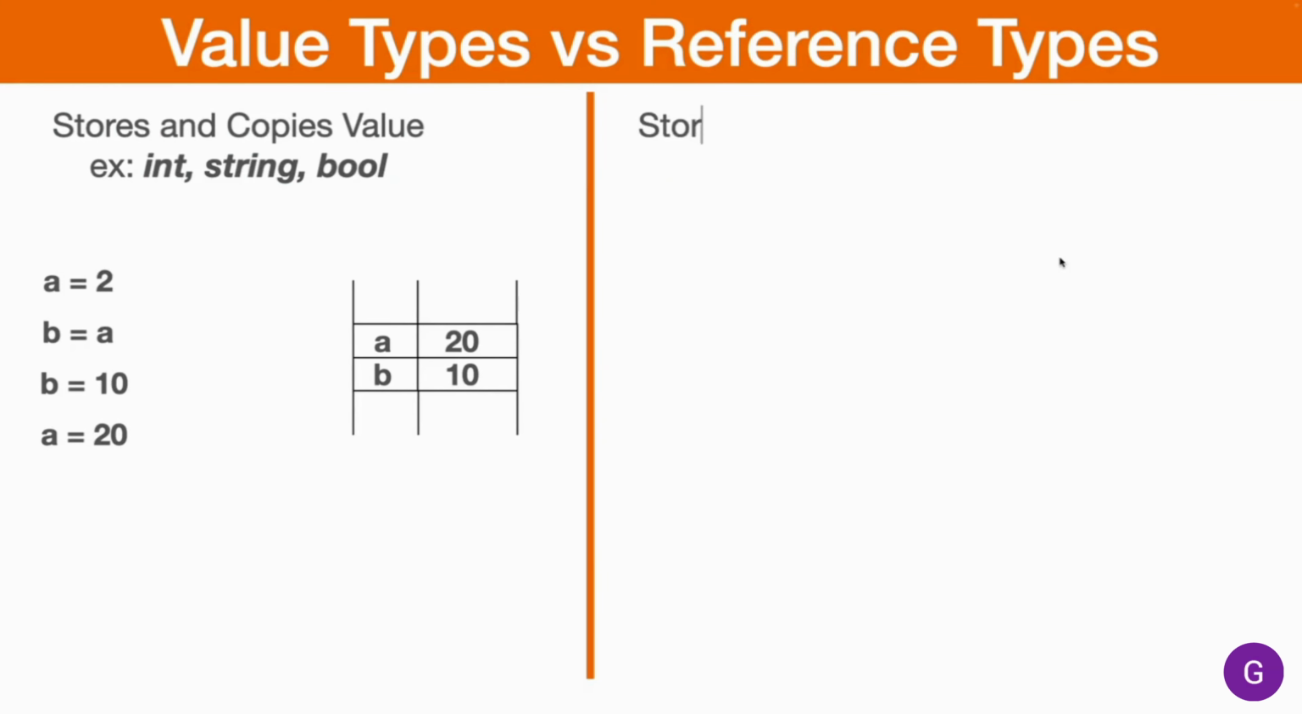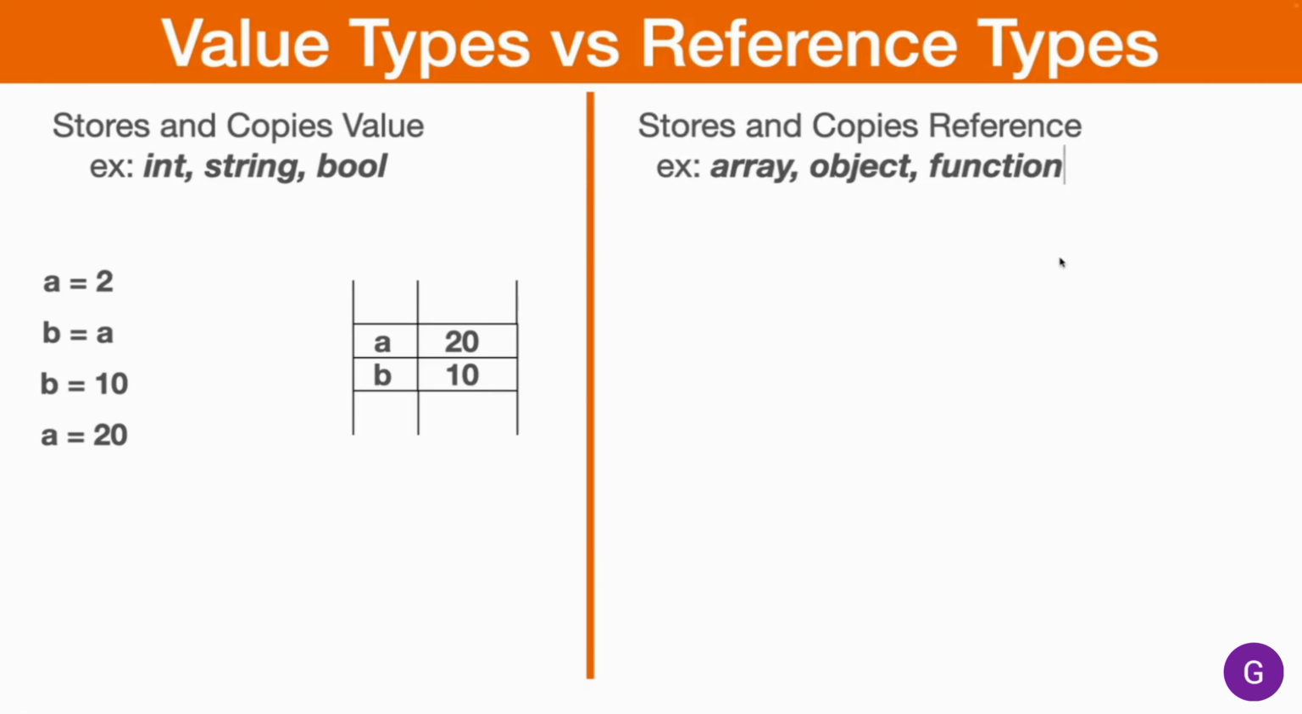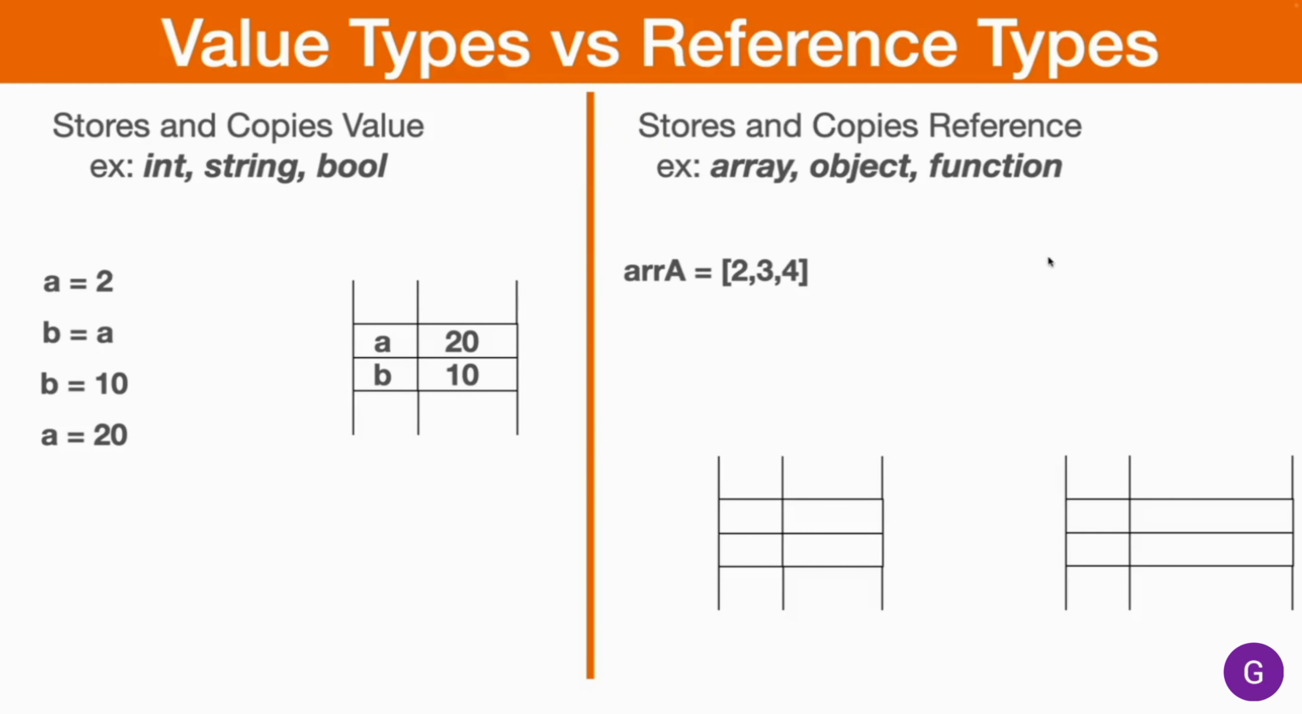Whereas reference types store and copy the reference. For example, array, object, and function are reference types. What is the meaning of stores and copies the reference? For example, if you are assigning a number array to a variable array a, in memory, first it's going to assign the array value to a reference, and then the reference will be assigned to the original variable, in this case array a. This is the meaning of stores the reference.